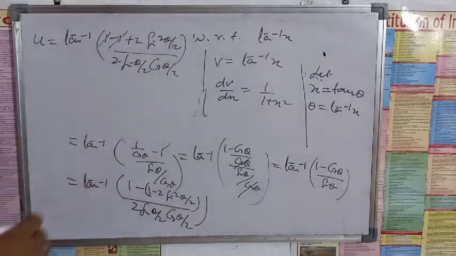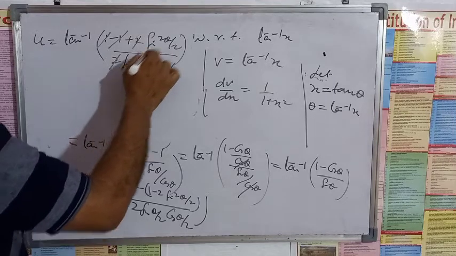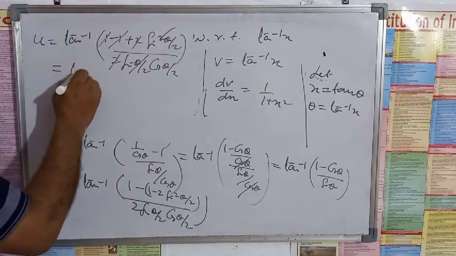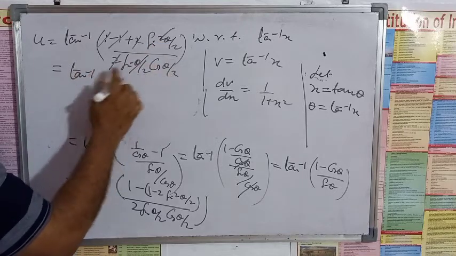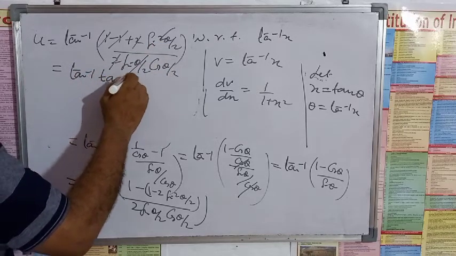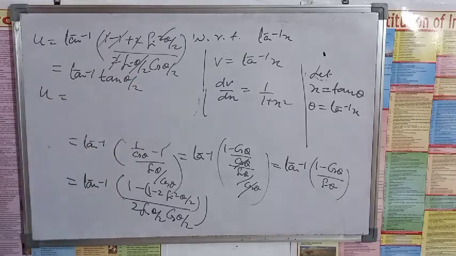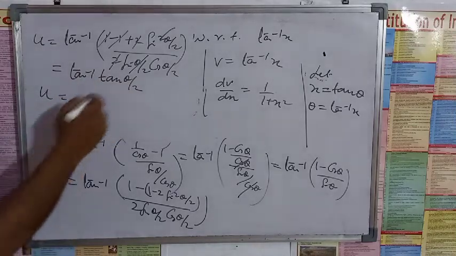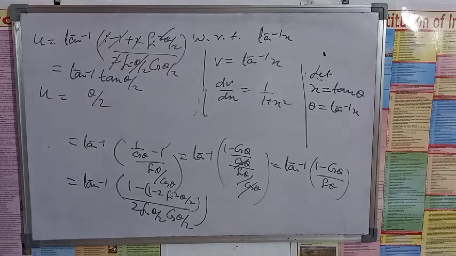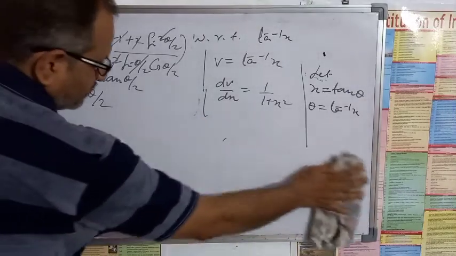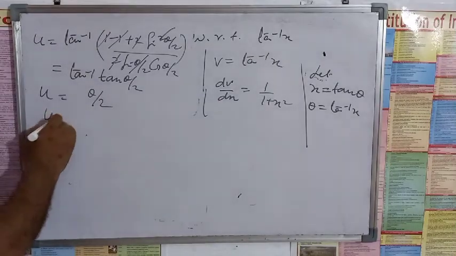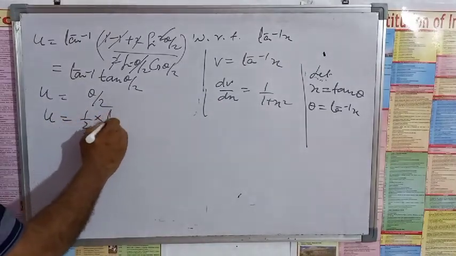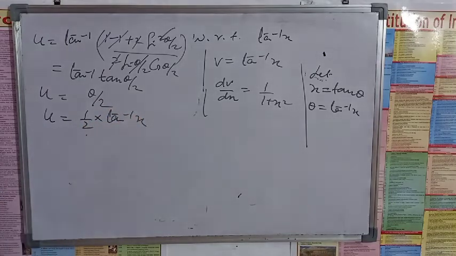Minus 1 plus 1 cancel. 2 cancels with 2. One sine we can cancel. So it will be tan inverse of sine theta by 2 upon cos theta by 2, which is tan theta by 2. So tan inverse tan theta by 2. Use the property tan inverse tan x is equal to x. So u is equal to theta by 2. And what is theta? Tan inverse x. So u is equal to 1 by 2 tan inverse x.